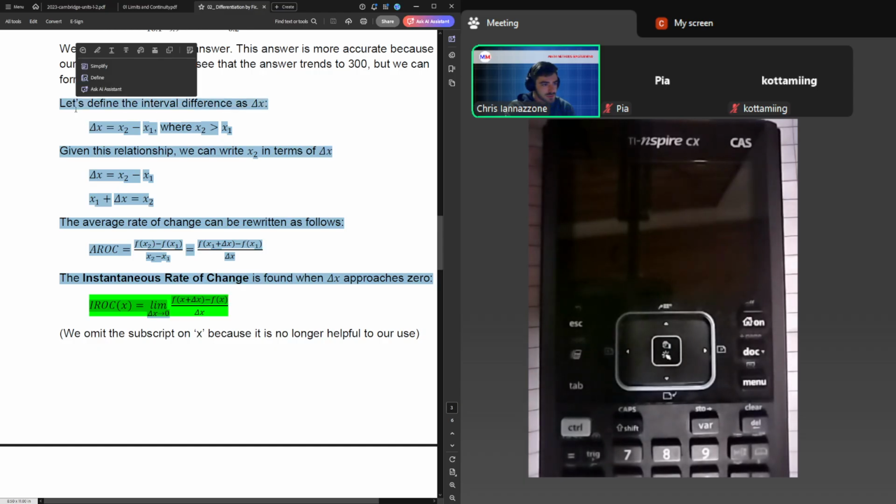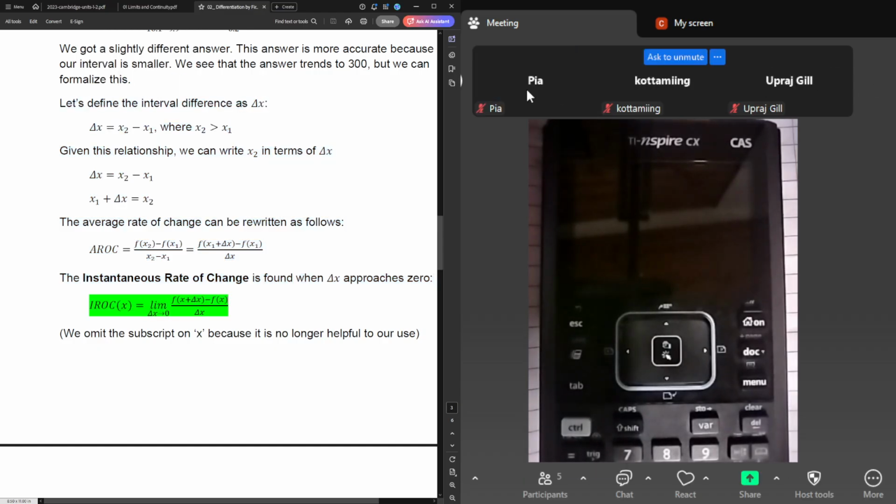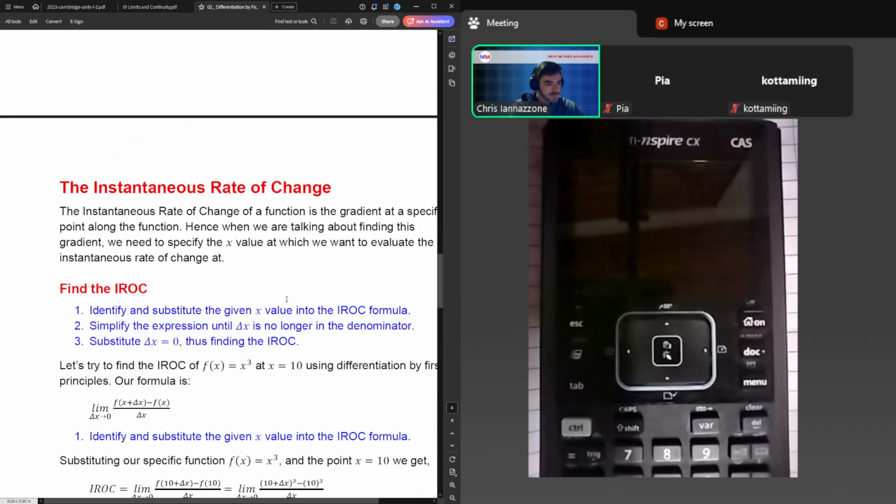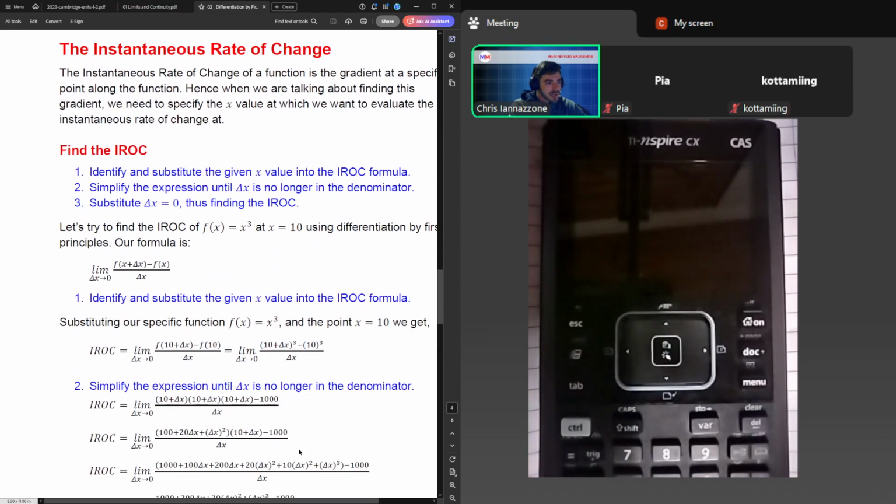This is more so just for fun background. This isn't accessible for you to prove the instantaneous rate of change equation. Just a bit of background as to where it came from. What you care about more will be, how do I actually use this thing?